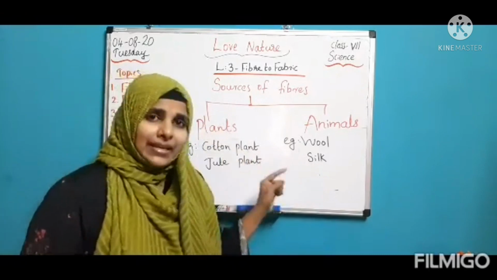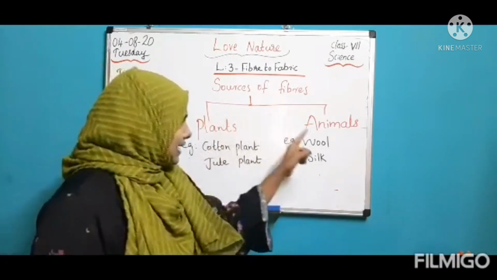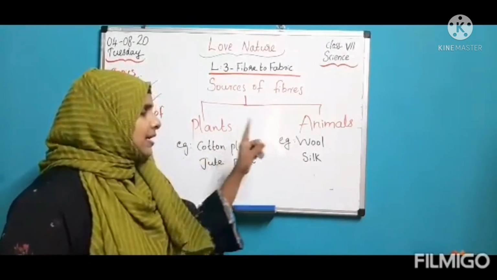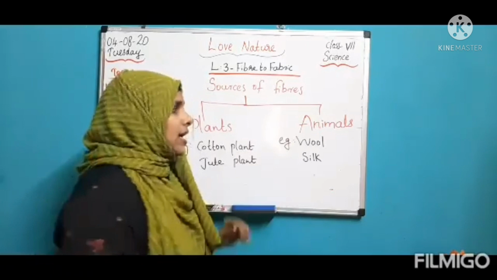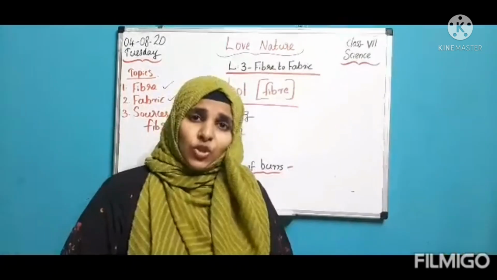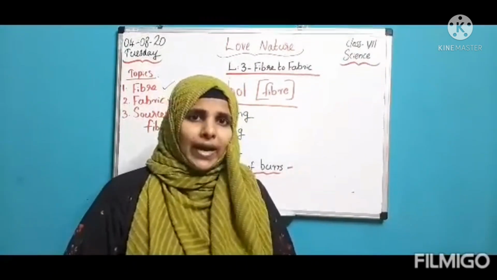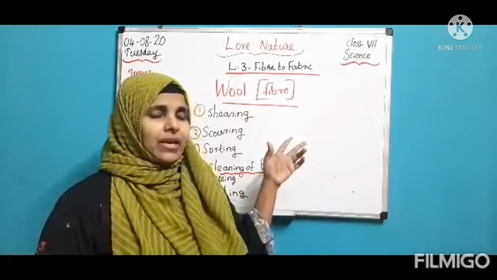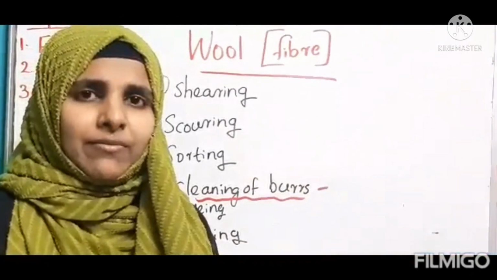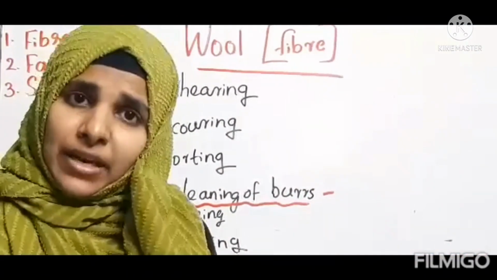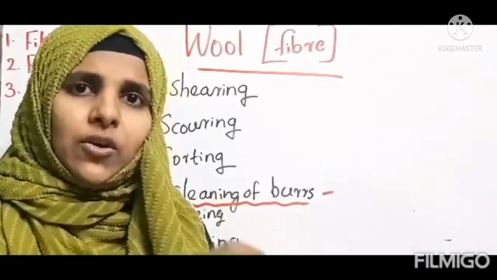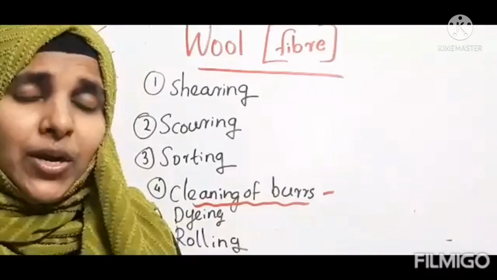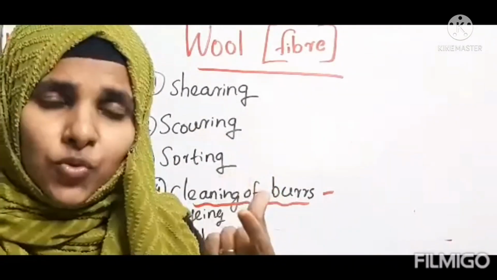Okay, dear children. We will get fibers from plants and animals. These plant fibers you already learned in lower classes. Now I am going to explain about animal fiber. So two types of animal fibers are wool and silk. So now I am going to explain about wool fiber. From where do we get the wool, children? We will get the wool fiber from the hair of the sheep or goat or camel or yak, like that.